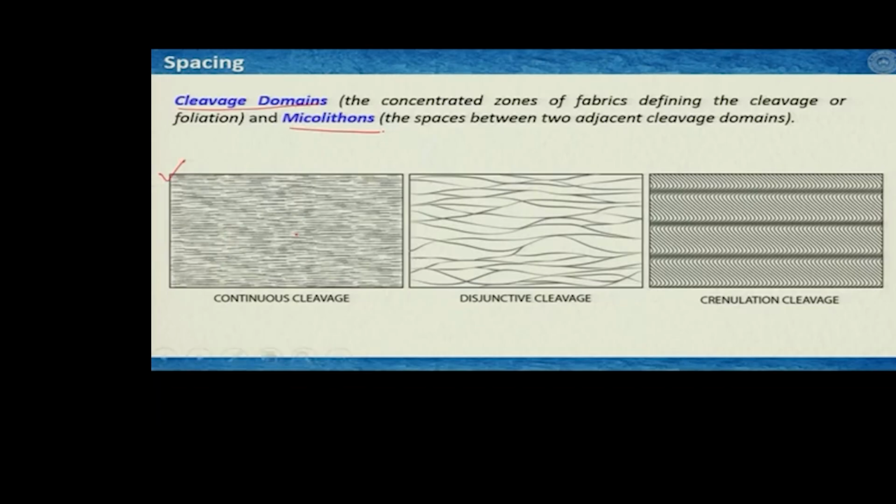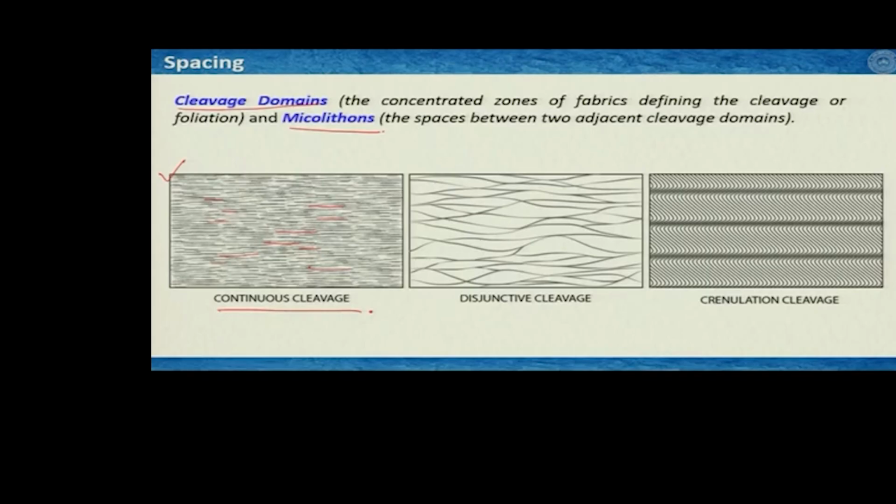So, if you do not find a space between the cleavage domains, in this case all these striation-like lines you see are the traces of the foliation on this screen. There is no space in between, or at least these spaces are not very well defined or visible. Therefore, we assign it as continuous cleavage. That means a cleavage which has only cleavage domains, but not microlithons at the scale we are looking at, we call continuous cleavage.